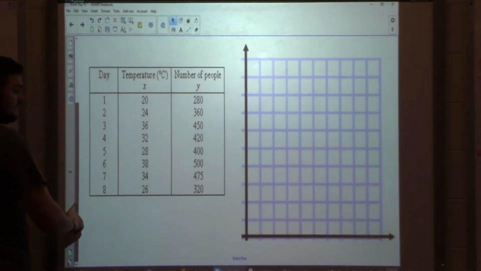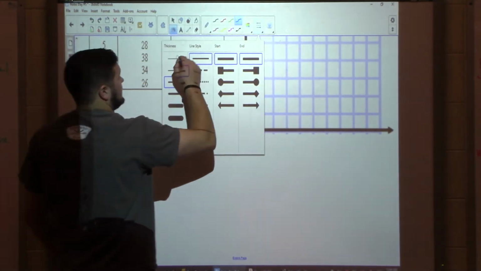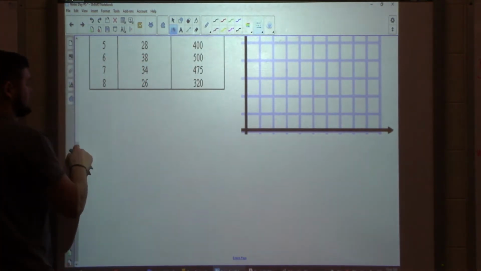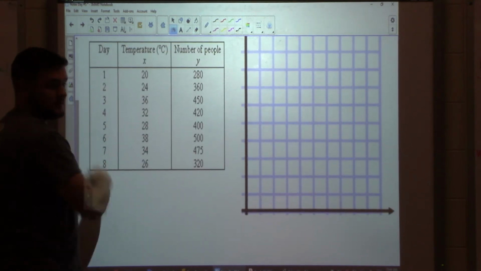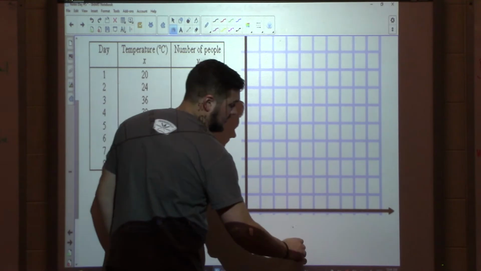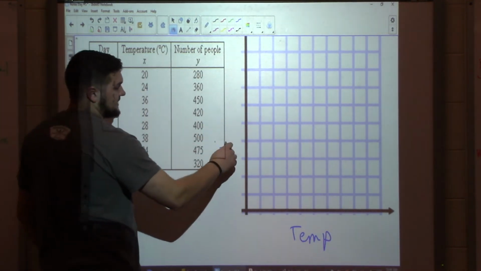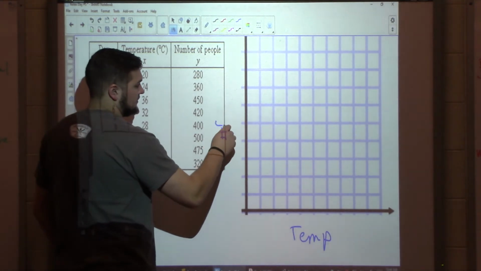So to do that, first of all I got to label my graph. Right? What's my x-axis going to be? Temperature, right? We're talking about temperature and number of people in a pool. So my x-axis is my temperature. My y-axis is my number of people.